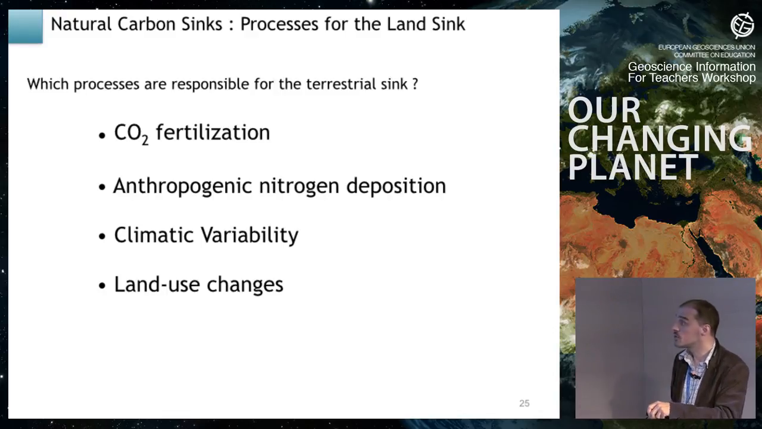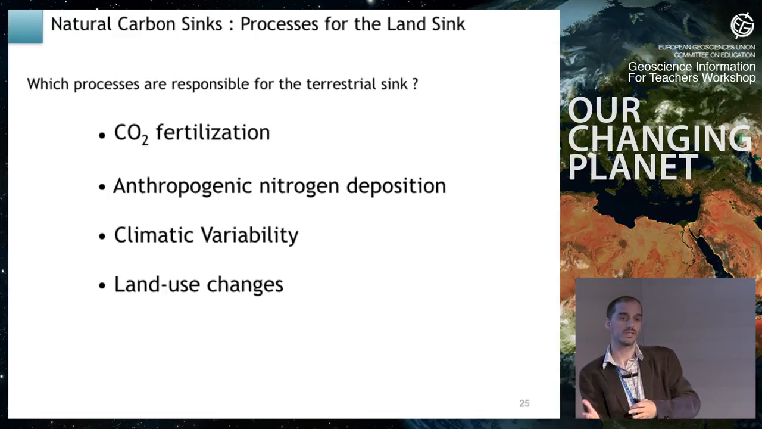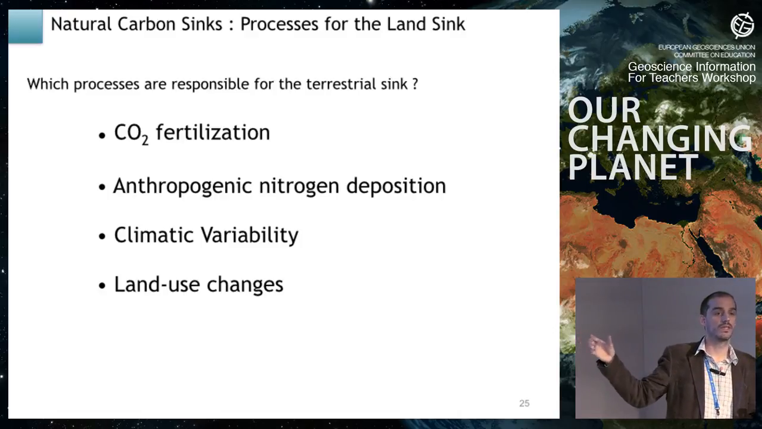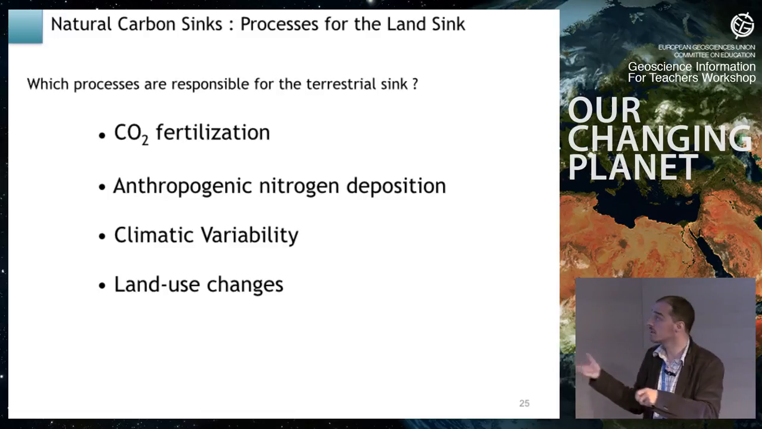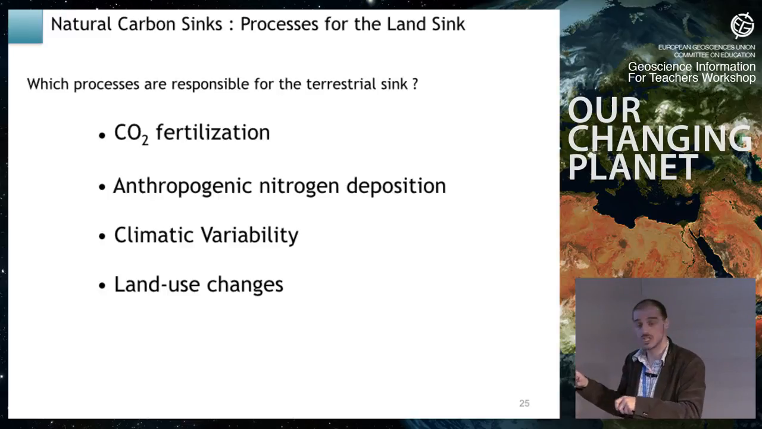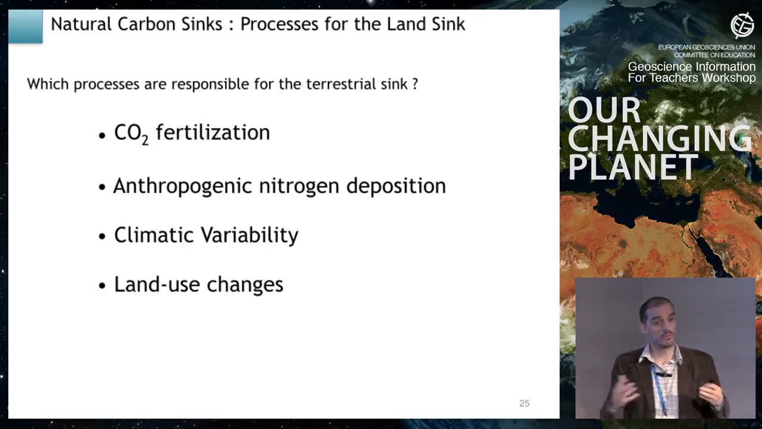And finally, land use changes, and especially what we call reforestation after deforestation, that could also partly cause some part of this land sink. So we still don't know exactly how to attribute this net land sink, CO2 fertilization, as compared to these other factors here. And some of these other factors are very difficult to model, especially land use changes. It's very small scales, in global models, very difficult to do.